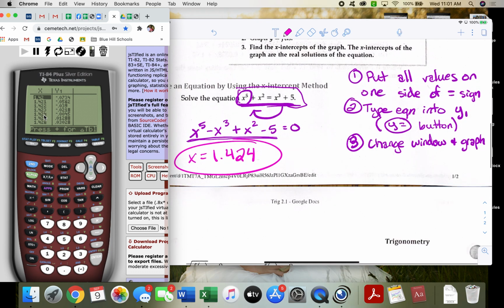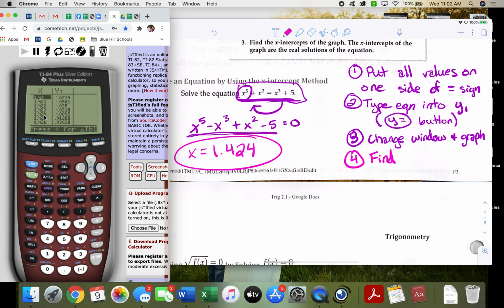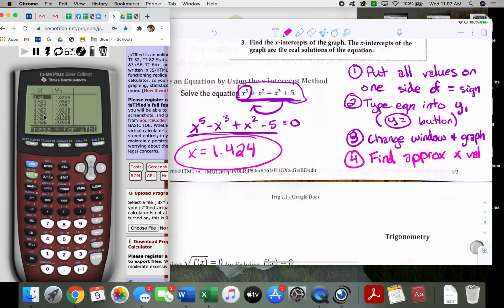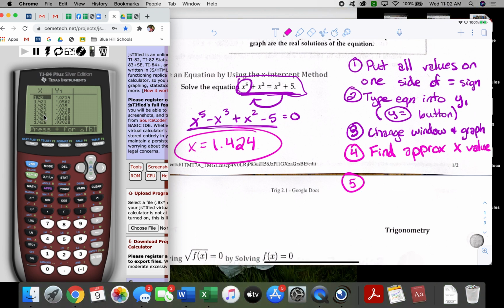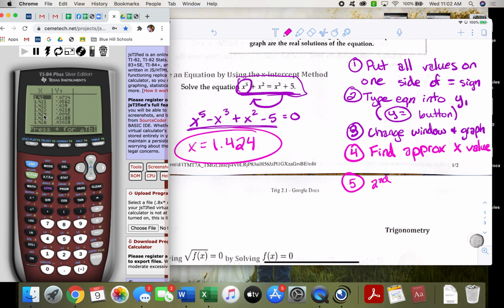So change window and graph. I'm going to say find approximate x value for your steps. Hopefully you're writing smaller than I am. Step number 5. After you find your approximate x value, you're going to go second window, which is your table set.